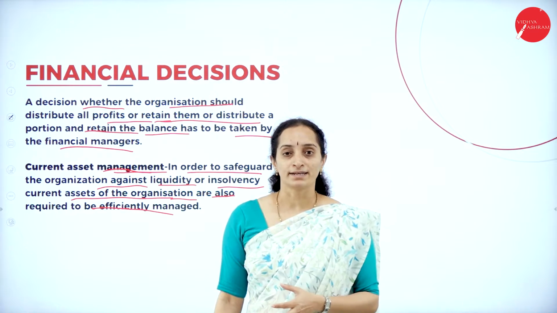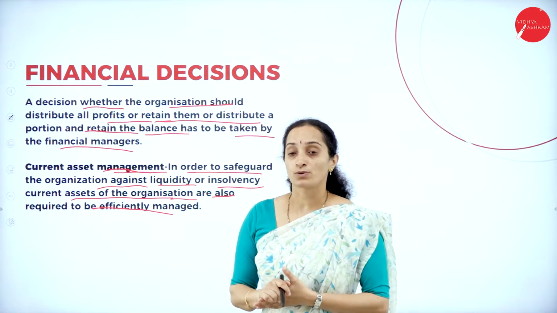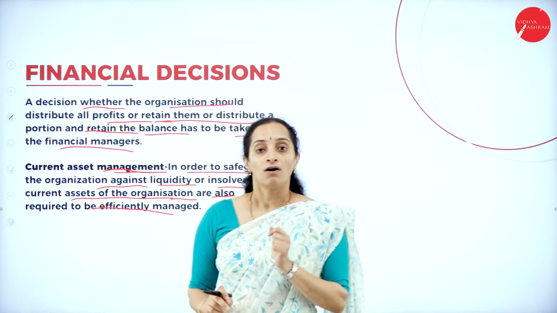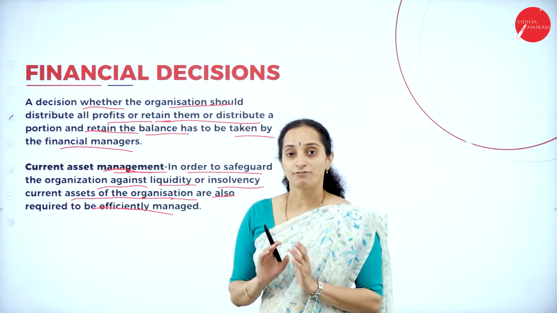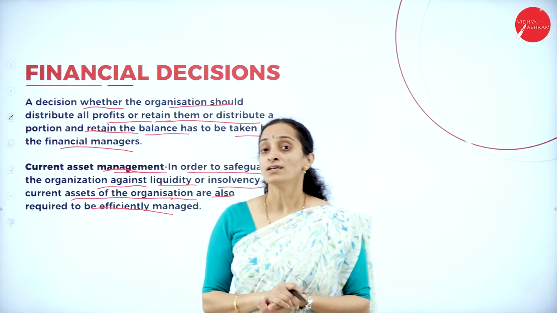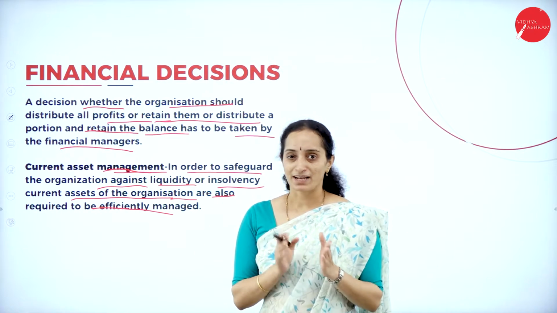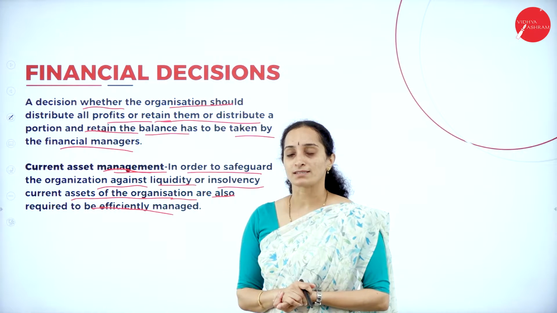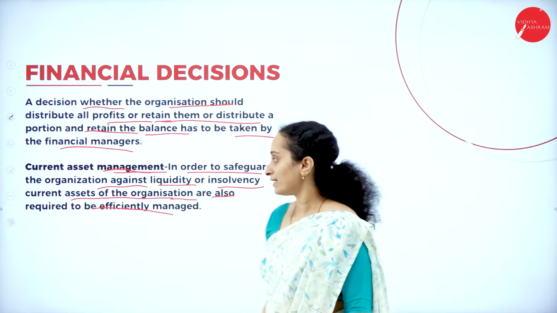What is the liability? And managing the assets and the liability so that the organization will not reach illiquidity or bankruptcy must be managed by the financial managers only, because all these conditions depend on the financial condition of the organization, isn't it? So who is going to decide all these things? Again, it is the financial manager.